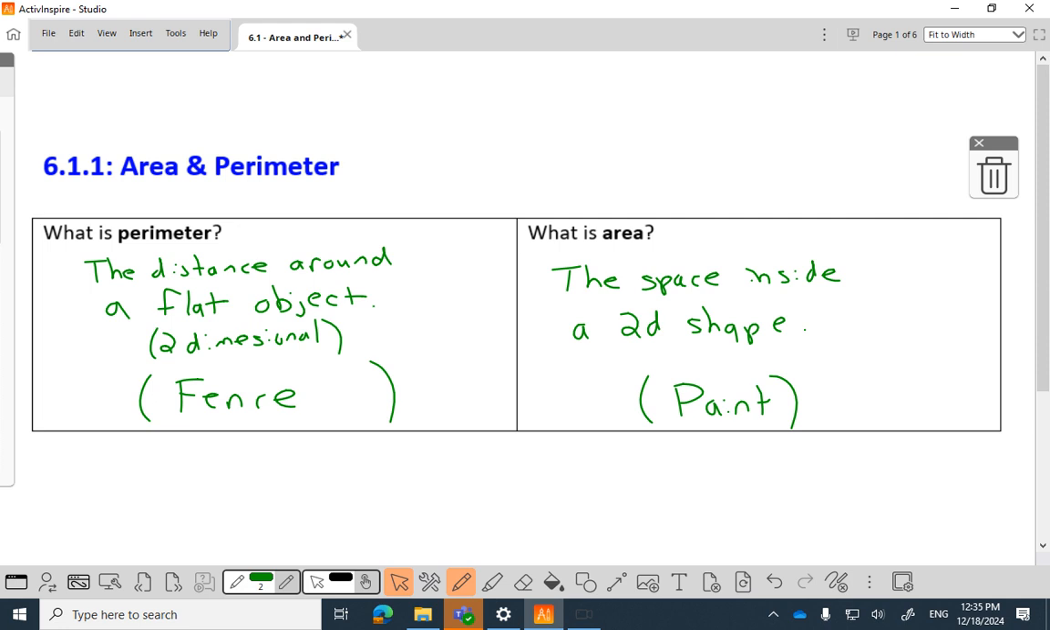And that's perimeter. It goes around the outside. But fence is a good example. You want to fence around the outside of your house. Okay, does that all ring a bell?